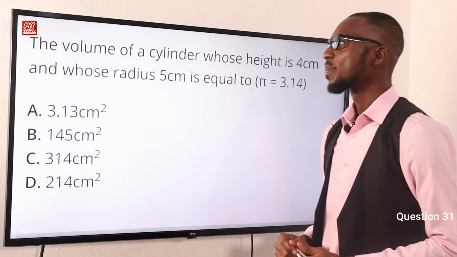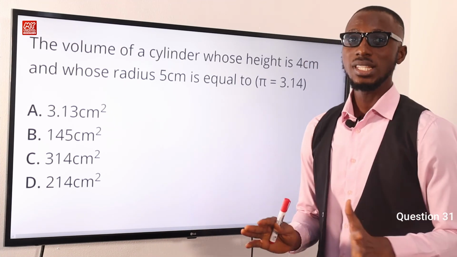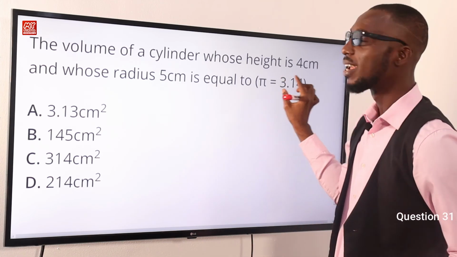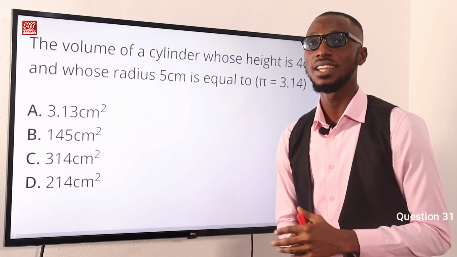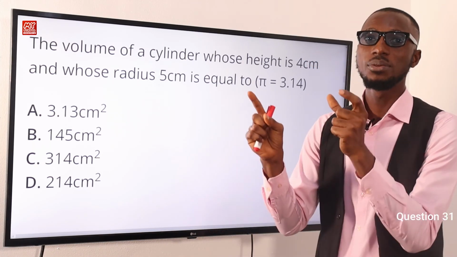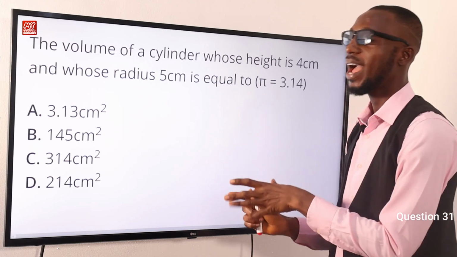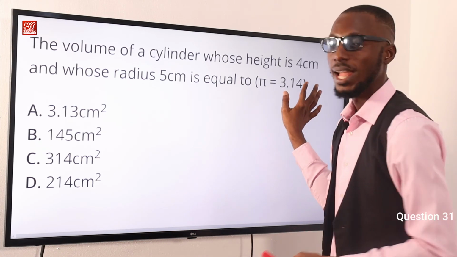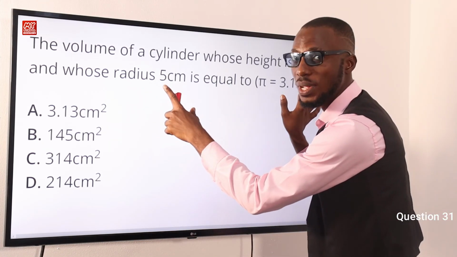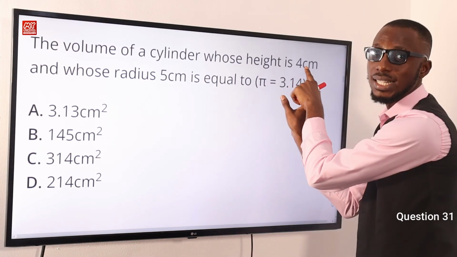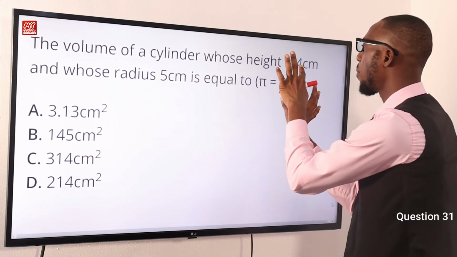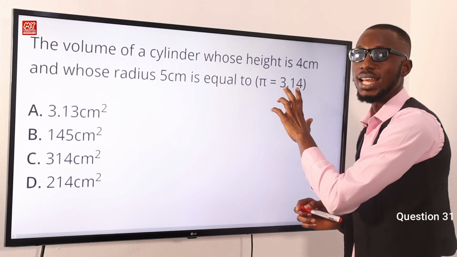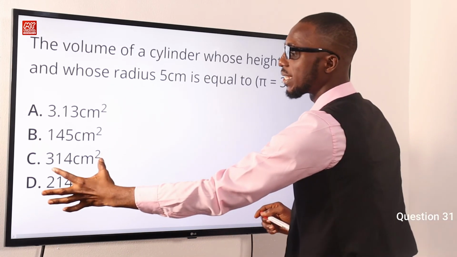Number 31. The volume of a cylinder whose height is 4 cm and whose radius is 5 cm is equal to, given pi as 3.14. Volume of a cylinder equals pi r square h. So pi is 3.14. R square will be 5 times 5, that is 25, times 4, that is h. So 25 times 4 is 100. 100 times 3.14 gives you 314.